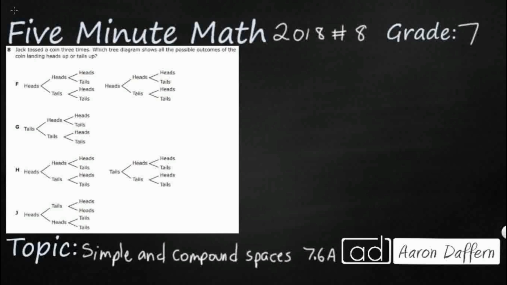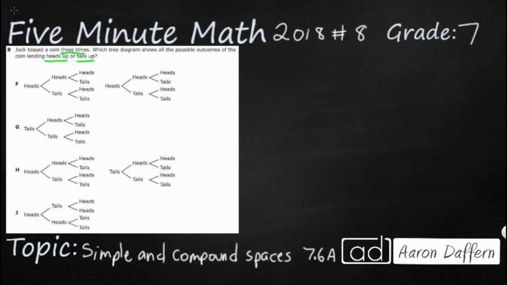So Jack is tossing a coin 3 times. Which tree diagram shows all the possible outcomes of the coin landing heads up or tails up? So it's a standard coin, and you've got heads or tails.